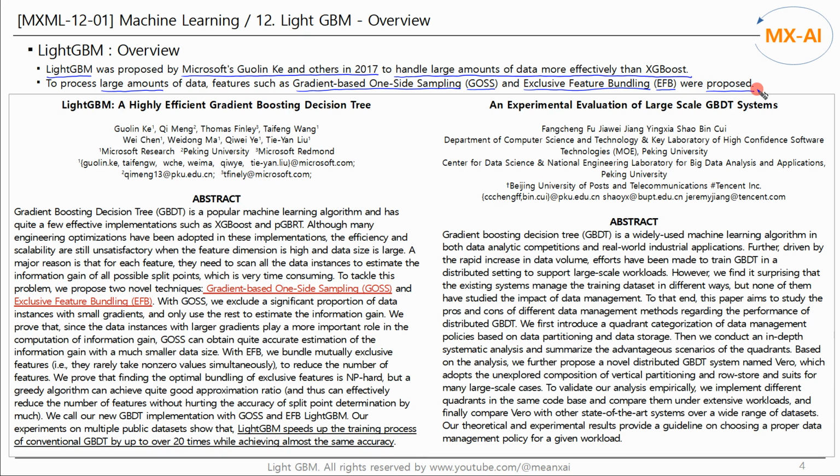The paper on the left is where Guolin Ke and others proposed LightGBM in 2017. The paper on the right provides a good explanation of the histogram-based split-finding algorithm. In this video, we will mainly look at the contents of this paper.